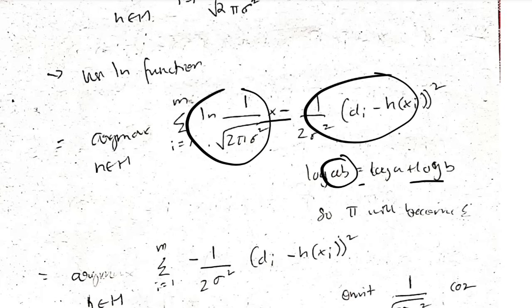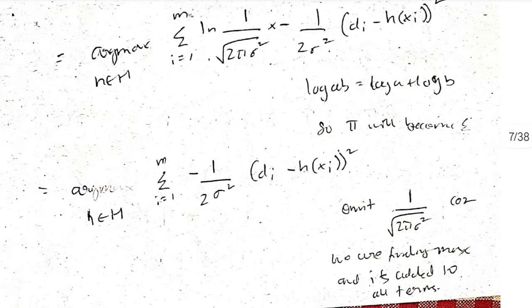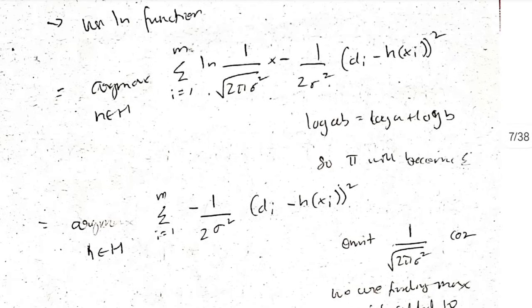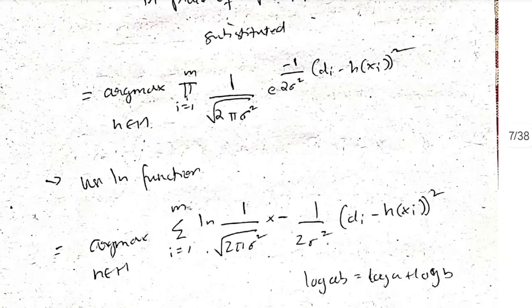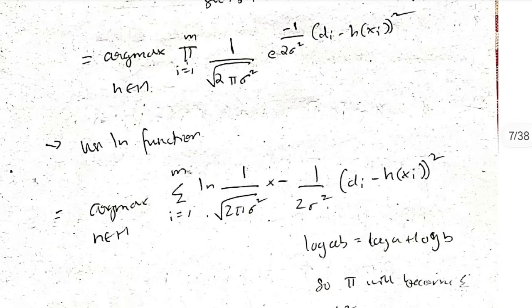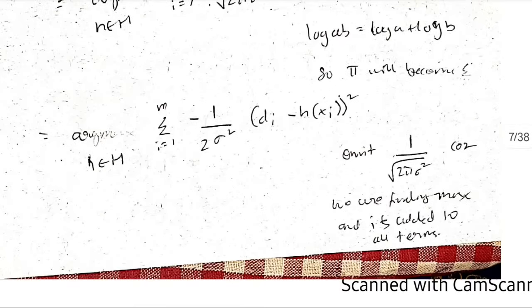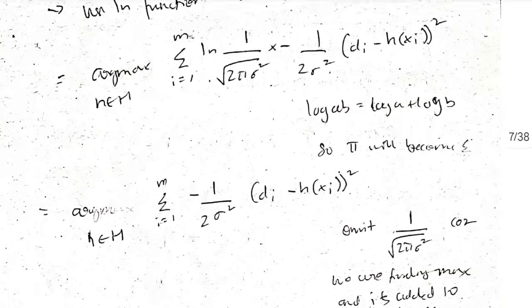This term is getting multiplied with this term. So I can write it as log a plus log b. When I use the logarithm function and apply the formula, this product term will become a summation term. That's the formula. After we have written that, observe carefully here.